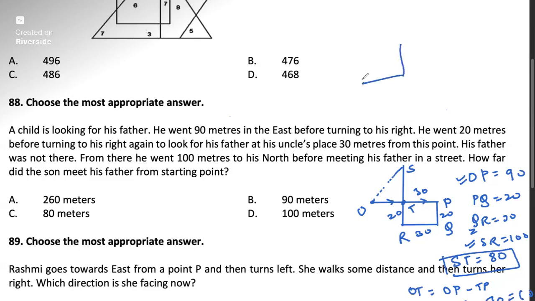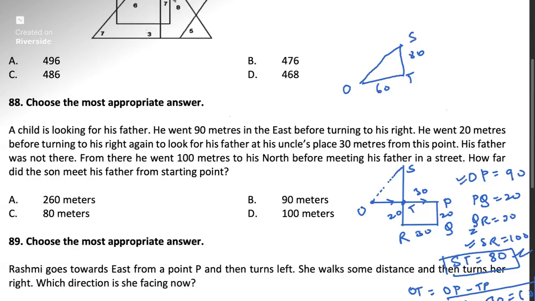Okay, so it's a triangle basically. OST, wherein ST is equal to 80 and OT is equal to 60. So how much is OS? How much is OS, guys?